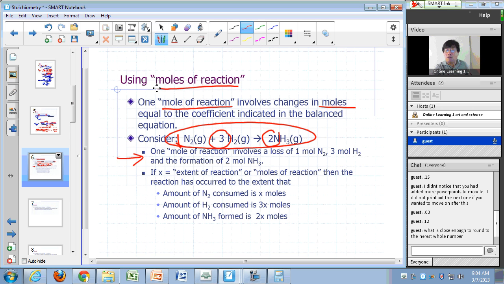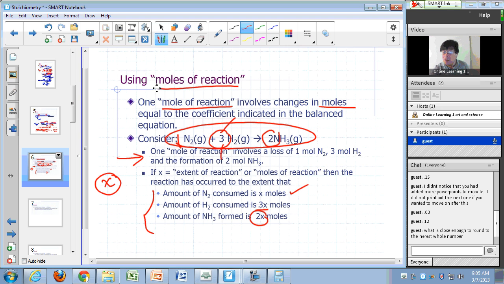Okay? So if we define X as the moles of reaction, then we can say the amount of nitrogen consumed is X moles. The amount of hydrogen consumed is 3x moles. The coefficient of hydrogen is 3. And the amount of NH3 that you're making is 2x moles. So you can see if you know x, you can calculate the amounts of reactants consumed. You can determine the amounts of products formed. Conversely, if you know the amounts consumed, you can figure out x.